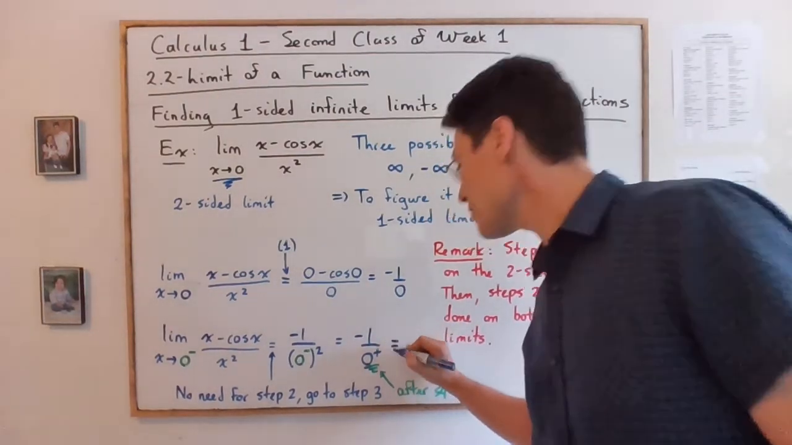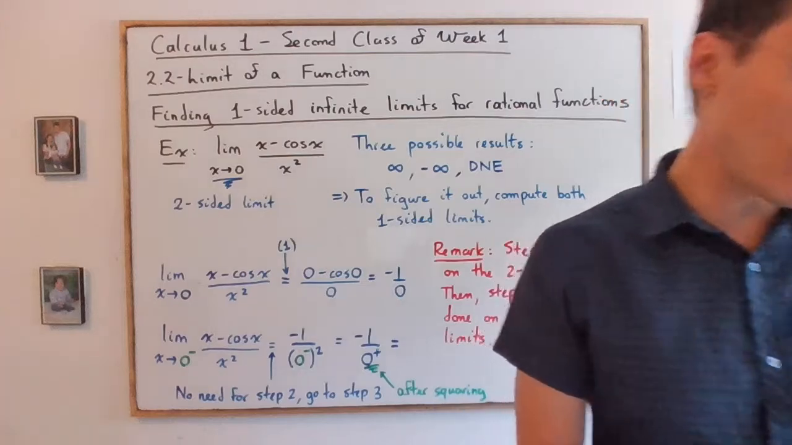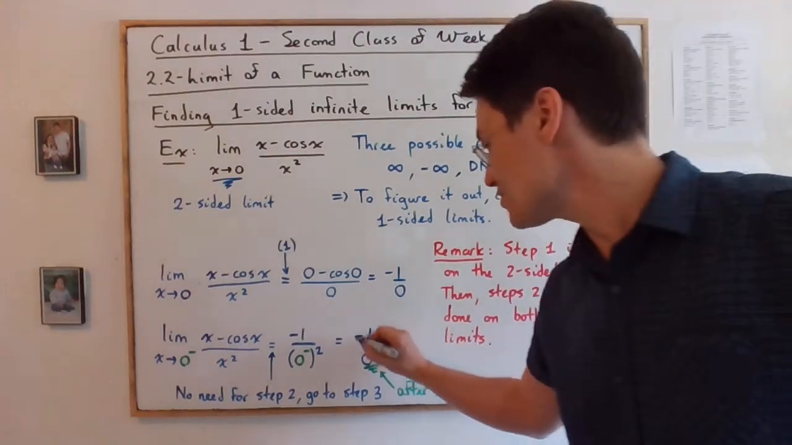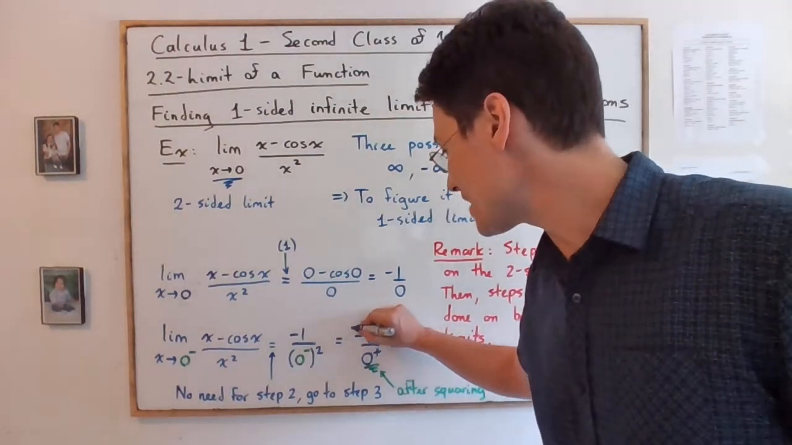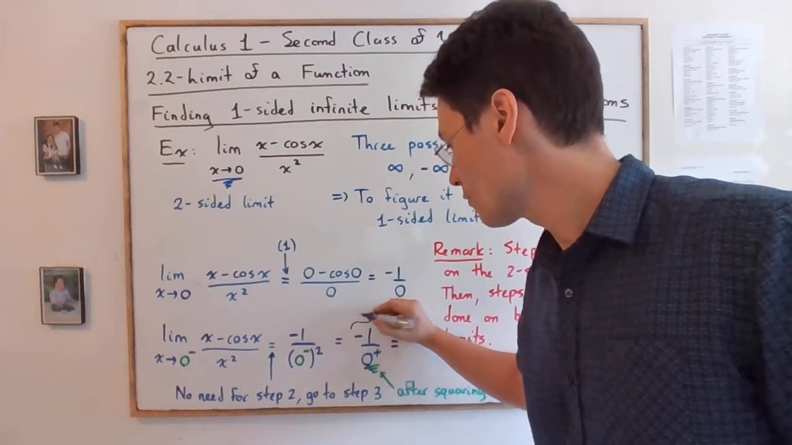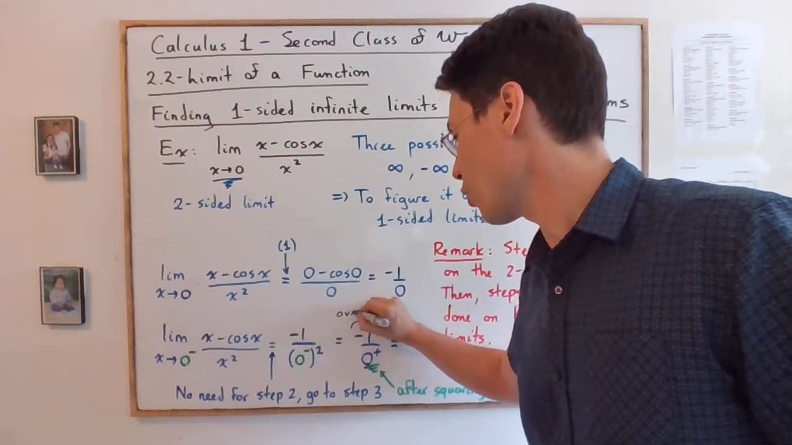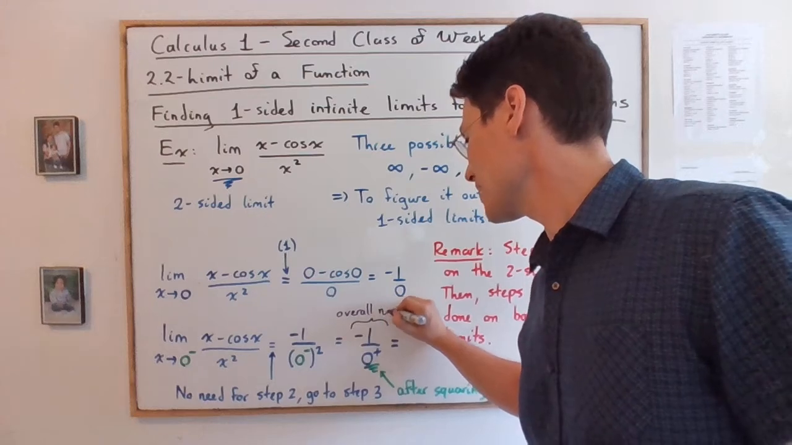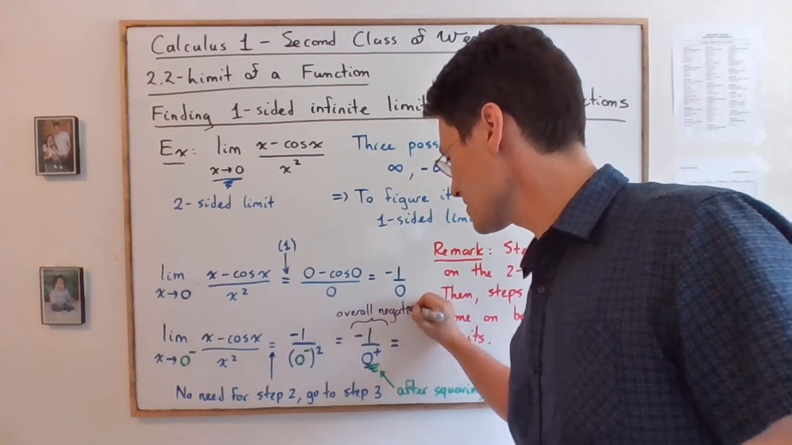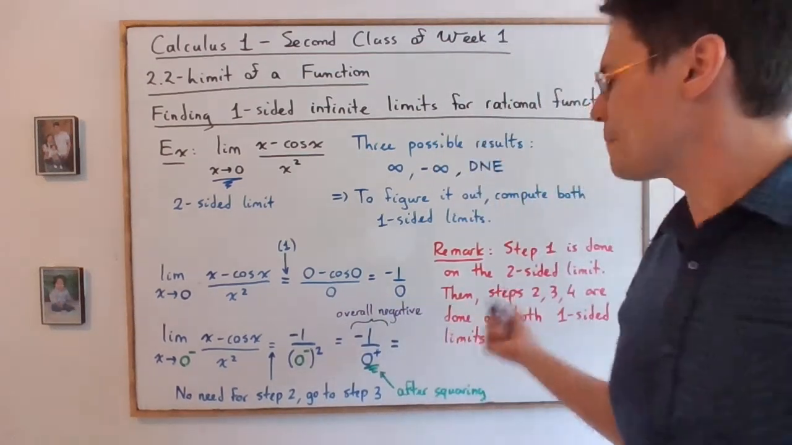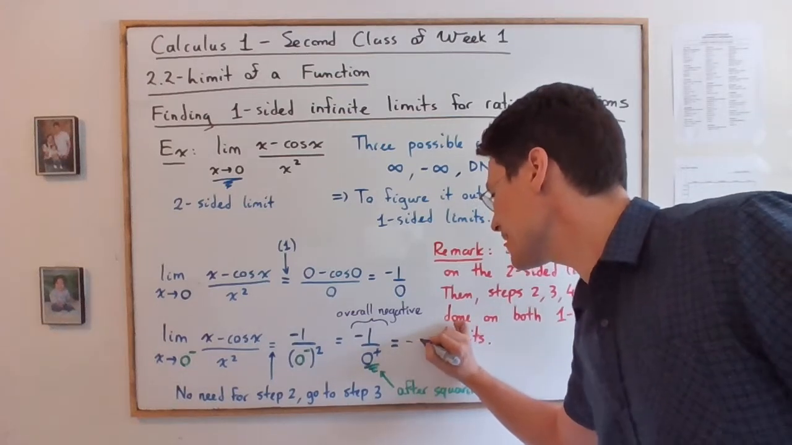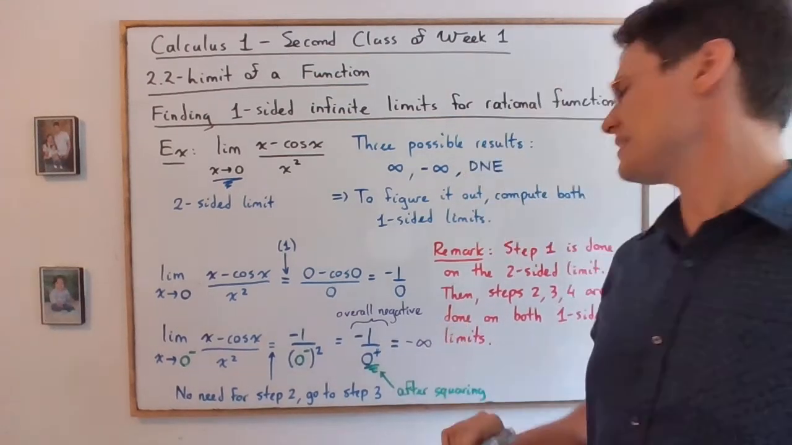And then in step number 4, you look at the overall sign. As you can see, the overall sign is negative, because you're dividing negative 1 by a positive number. So the answer here is negative infinity.